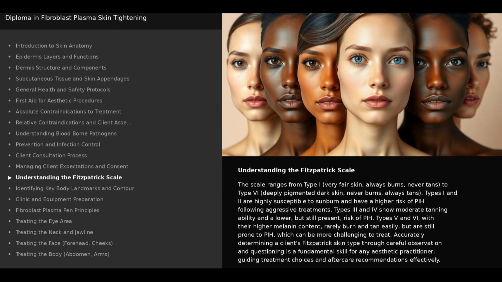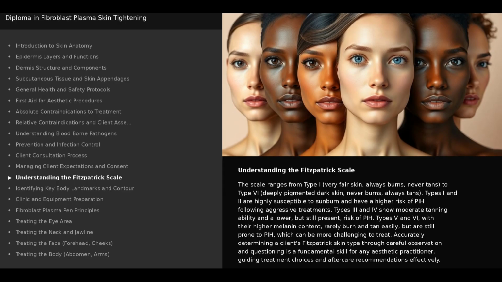never burns, always tans. Types 1 and 2 are highly susceptible to sunburn and have a higher risk of PIH following aggressive treatments. Types 3 and 4 show moderate tanning ability and a lower but still present risk of PIH. Types 5 and 6, with their higher melanin content, rarely burn and tan easily, but are still prone to PIH, which can be more challenging to treat.